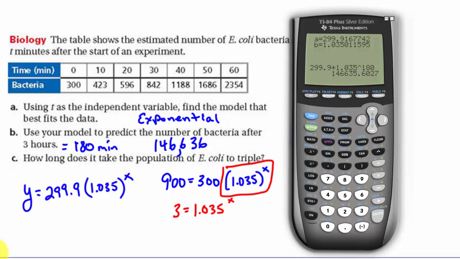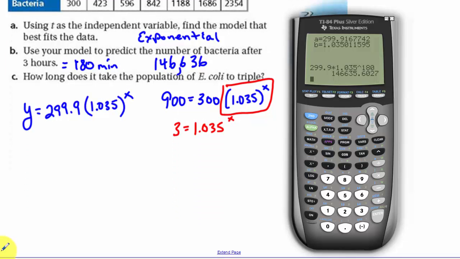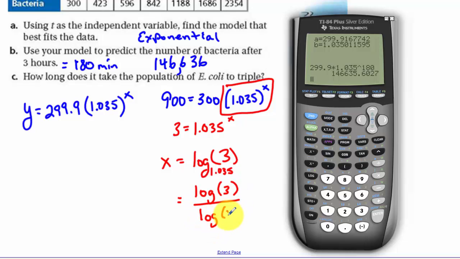And our method for solving exponential equations like this is to convert it to logarithm form. So we have log base 1.035, and the 3 and the x change places. And now we just have to remember how to calculate this. And remember, we use the change of base formula. So it's going to be the log of 3 divided by the log of our base, which is 1.035. And now I can just calculate that.